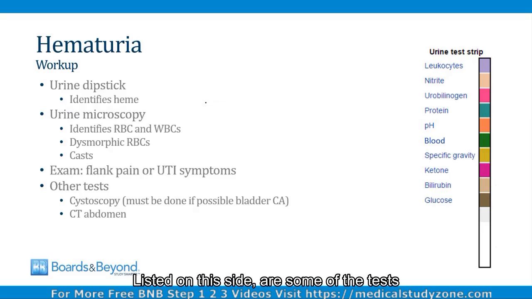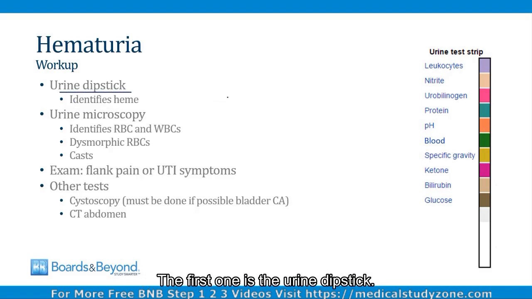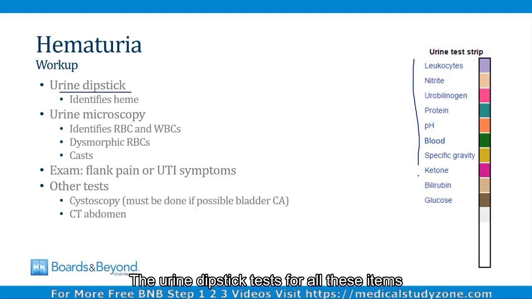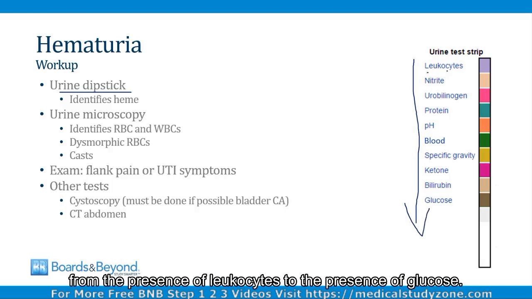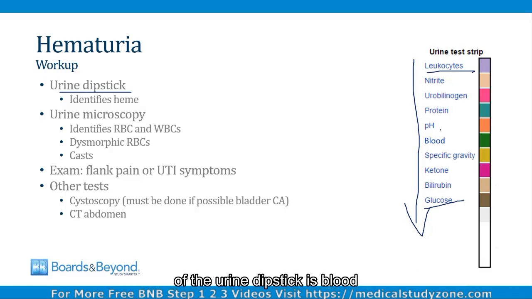Listed on this slide are some of the tests used for workup of a patient with hematuria. The first one is the urine dipstick. The urine dipstick tests for all these items listed on the screen here, everything from the presence of leukocytes to the presence of glucose. And you will see that one of the elements of the urine dipstick is blood, and what it really tests for is heme.